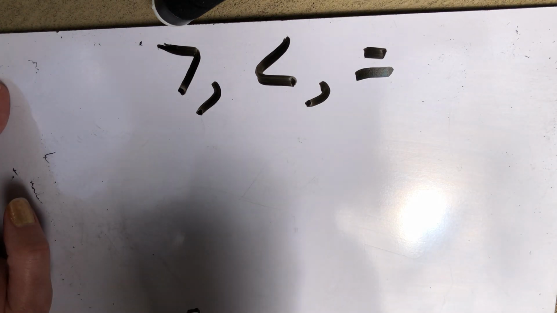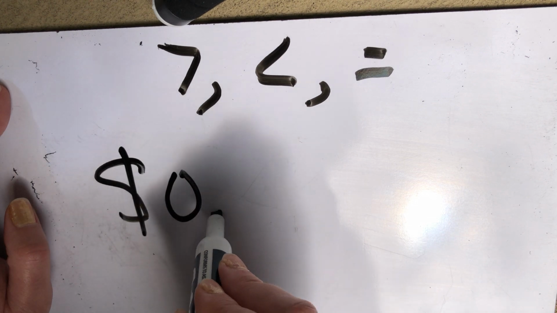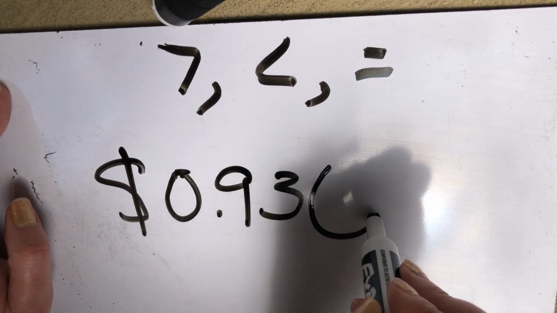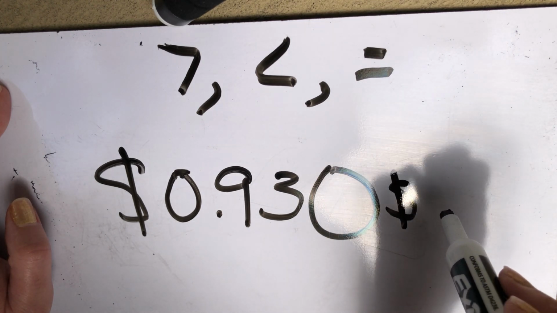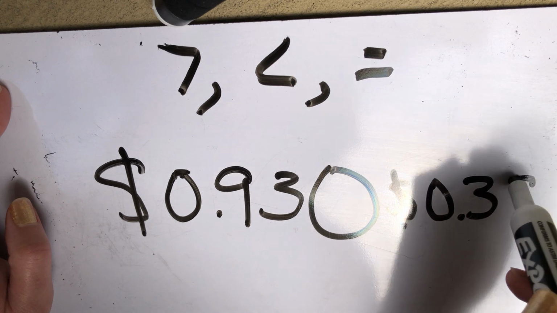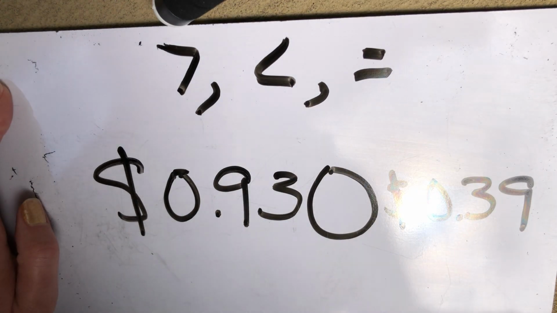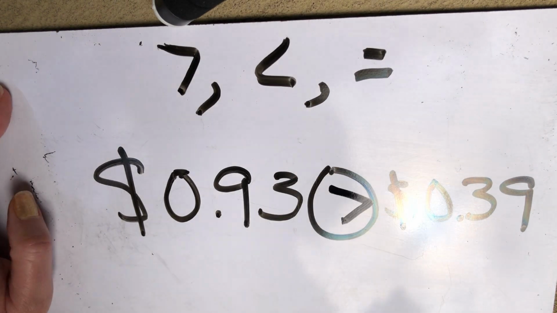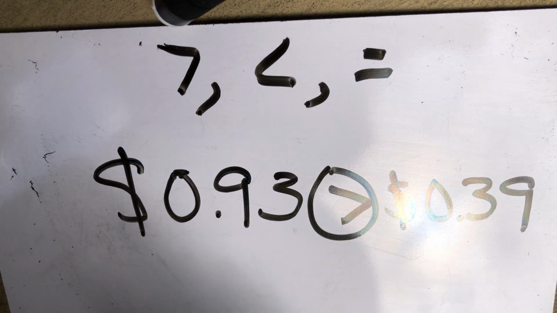Let's go ahead and try another one. In terms of money, 93 cents and 39 cents. Which one is greater? 93 cents. 93 out of 100 pennies, out of a dollar. This is only 39.